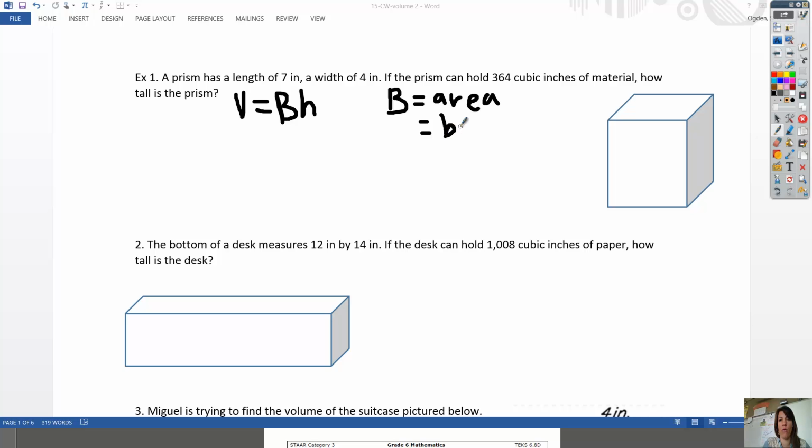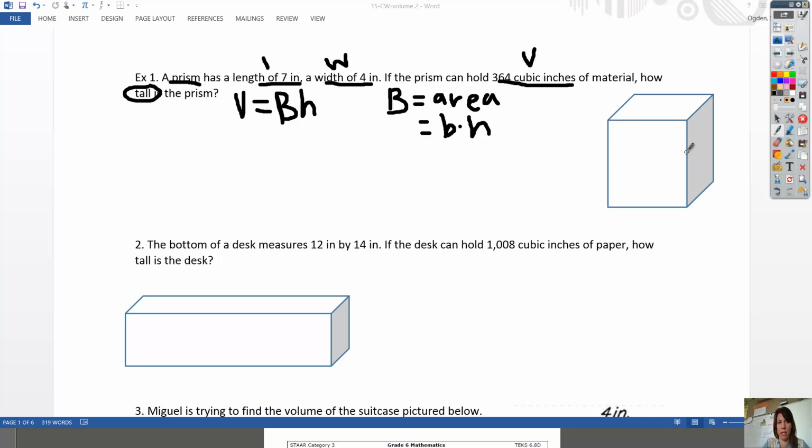This is what we looked at yesterday. Today we're working backwards. A prism has a length of 7 inches and a width of 4. If the prism can hold 364 cubic inches of material, how tall is the prism? The length is 7, the width is 4, and 364 cubic inches is the volume. It's important to know which is the volume, the length, and the width. Then it's asking how tall it is.